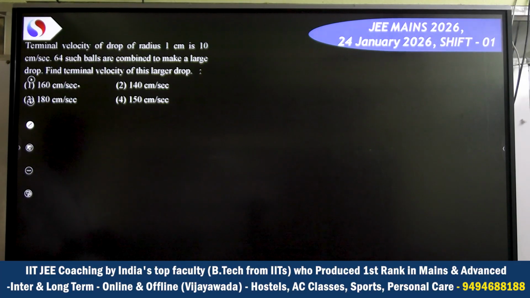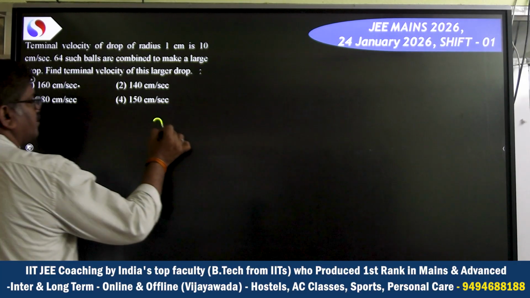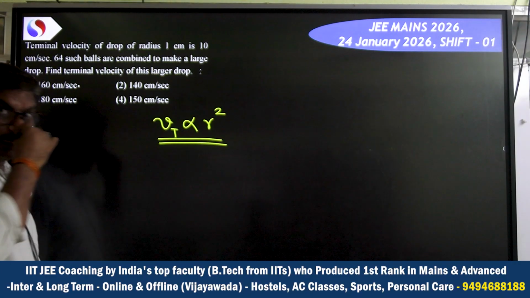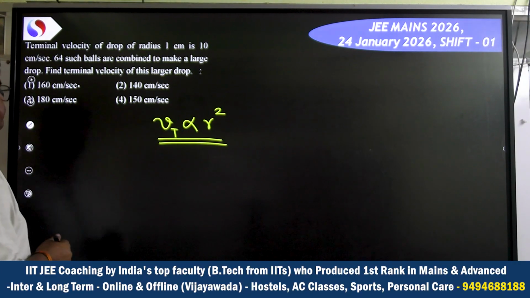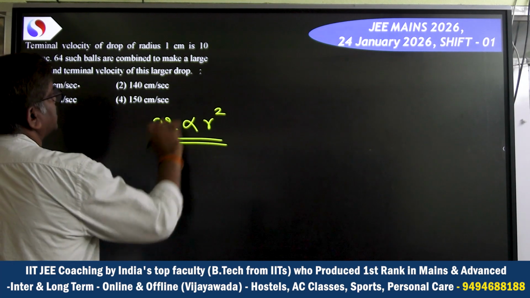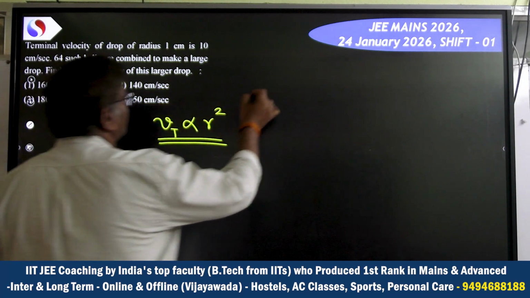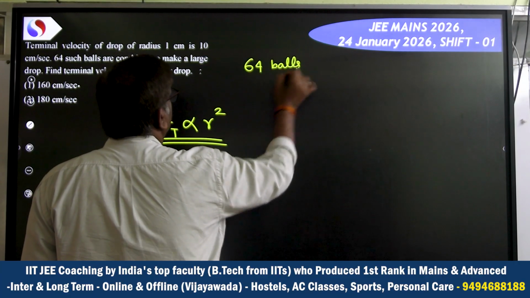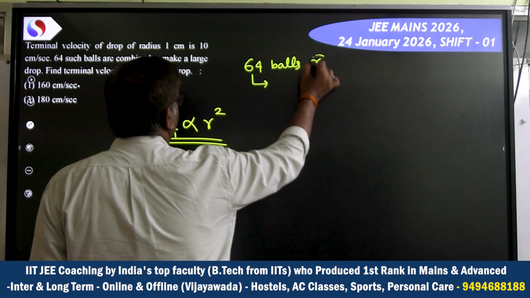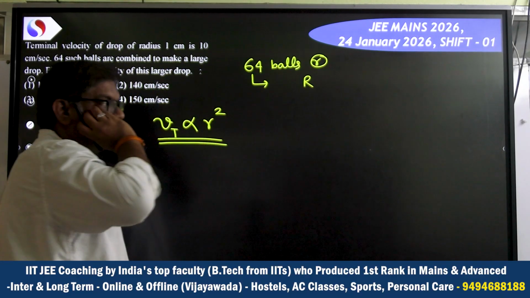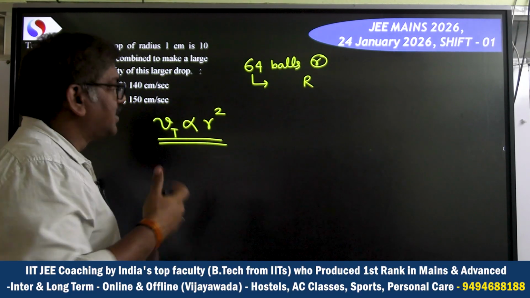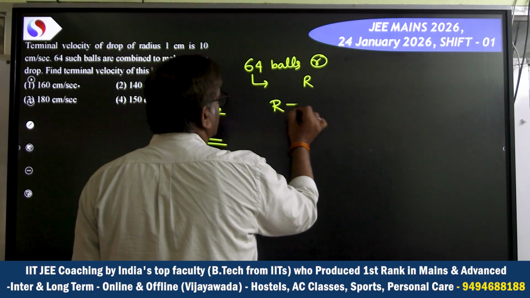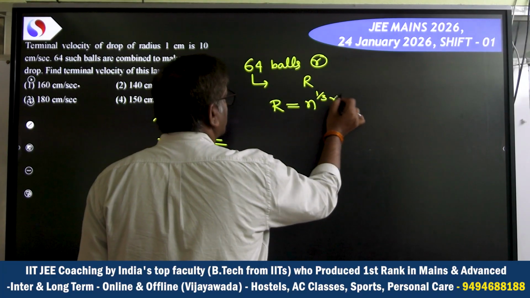Next one, terminal velocity of the drop. Again, a direct question, terminal velocity, you know that it depends on the radius of the spherical body. To compare the two bodies, there are 64 drops combined to form a large drop. Let us say this is the radius small r and this is the radius capital R. Many times you should remember the formula, otherwise by volume conservation also you can find out how to relate capital R and small r. So capital R will be n to the power 1 by 3 into small r.